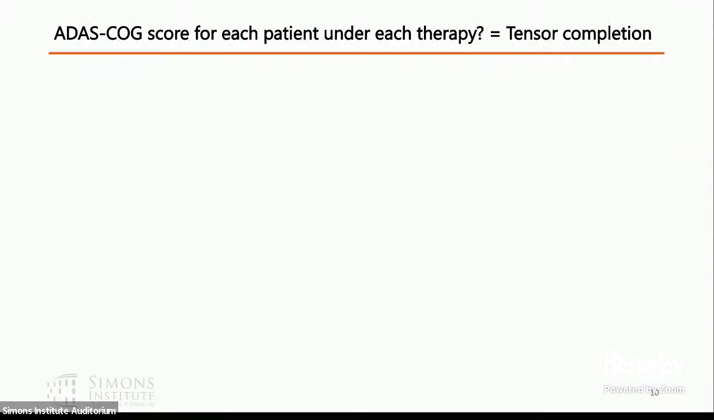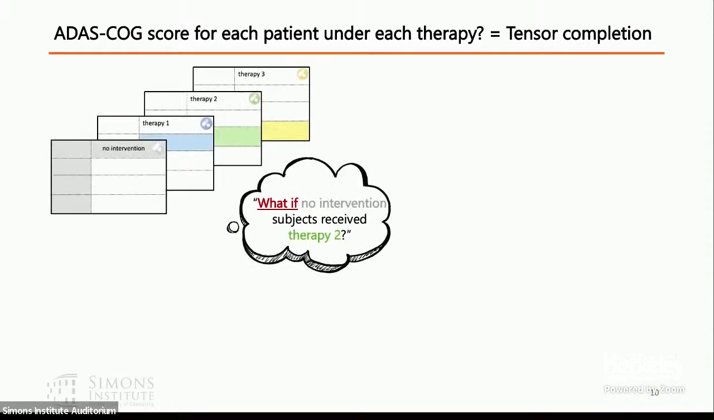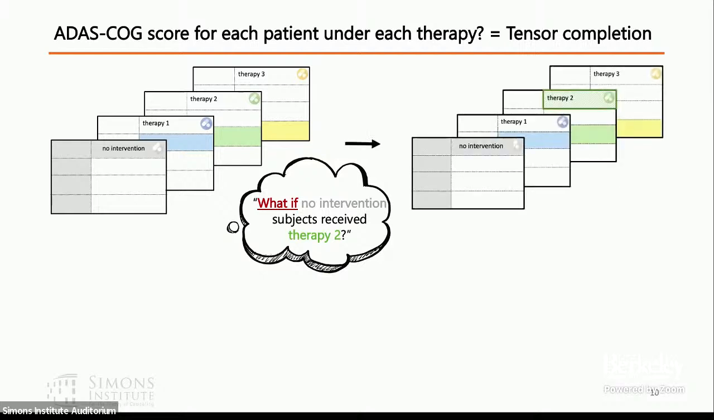So let's go back to the question of estimating the ADAS-Cog score for each patient under each therapy. Let me show you that this is simply a question of tensor completion. Why? For example, say we ask the what if question: what if the no intervention subjects received therapy 2? That really amounts to the shaded green part of the tensor on the right-hand side. That's all it is. Right? There's no coincidence in so elegantly encoding this problem through tensor completion.